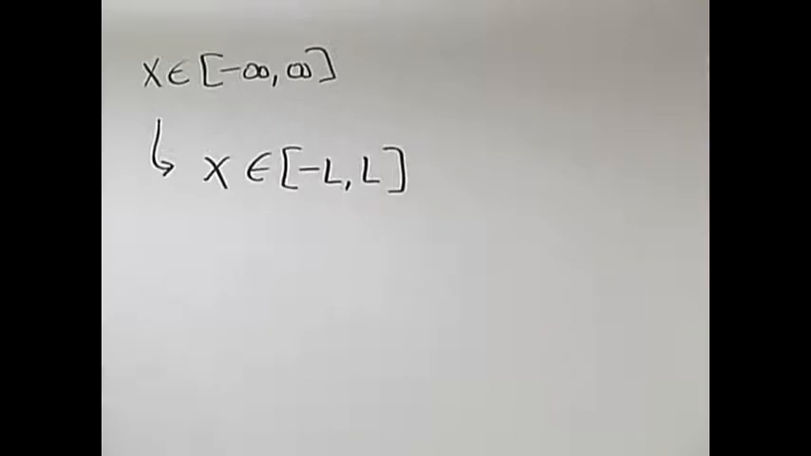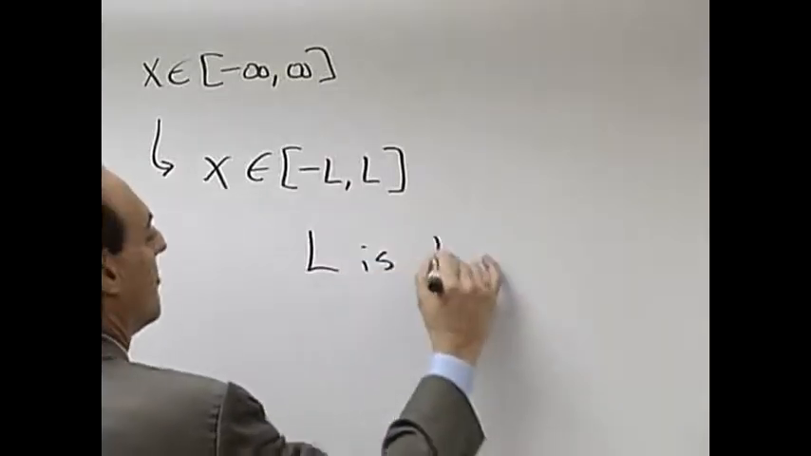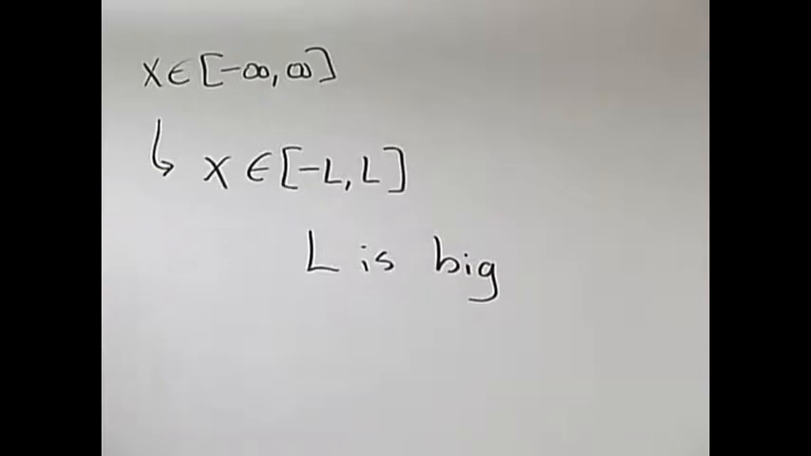Finite size domain. I'll make it negative L to L. Okay? Where I say, well, maybe L is big. We'll talk more about that later. What does big mean? Like a million? Sometimes a million isn't that big. Sometimes 1 is big. So we have to actually know something about the problem first.